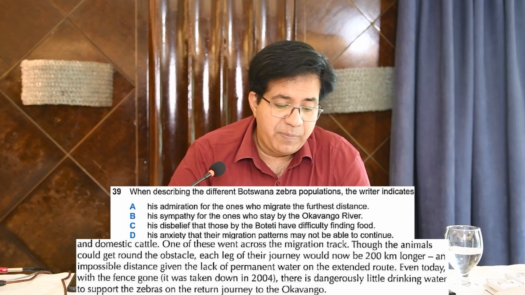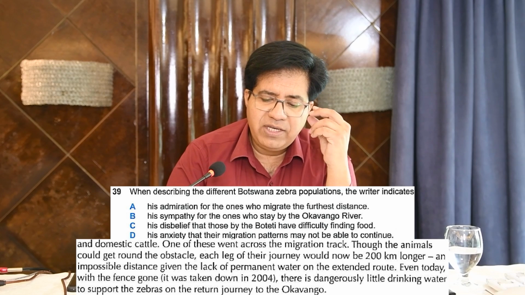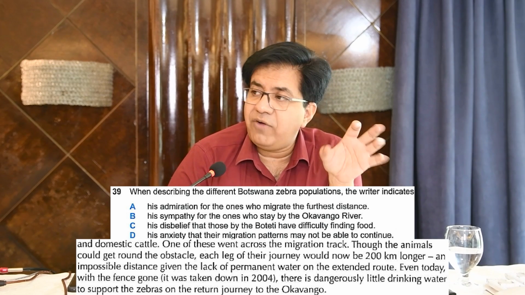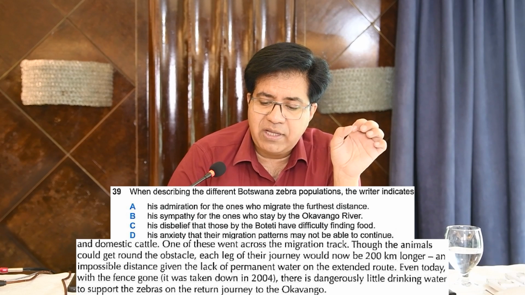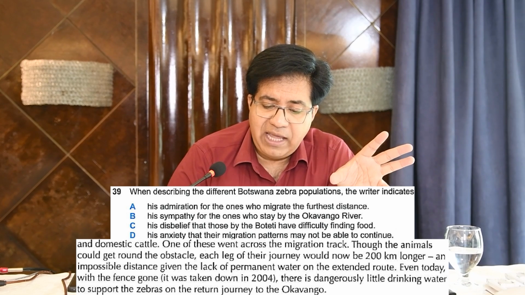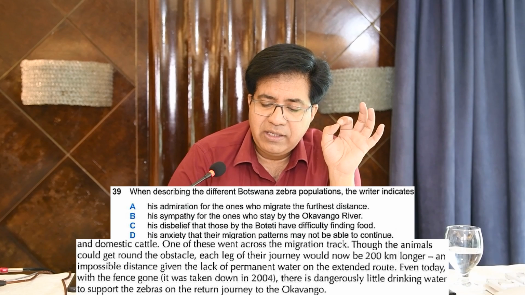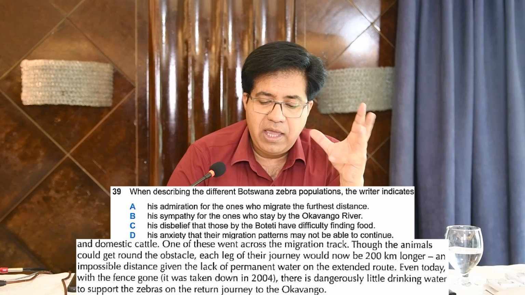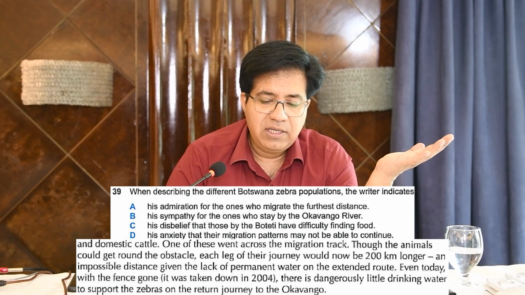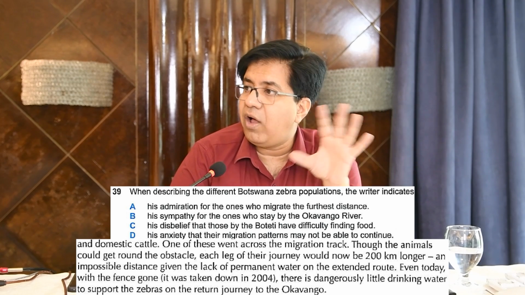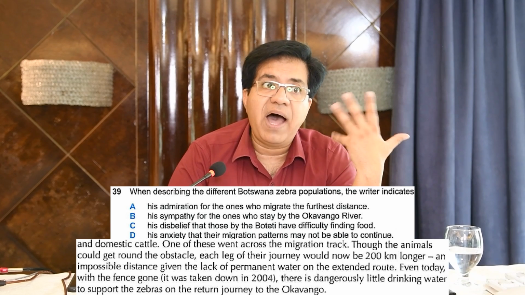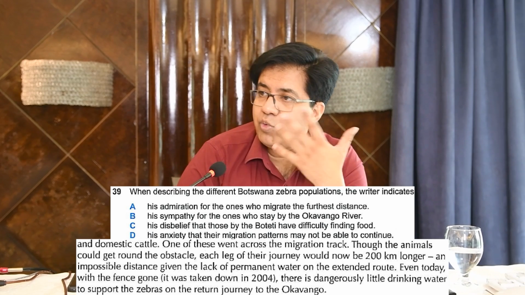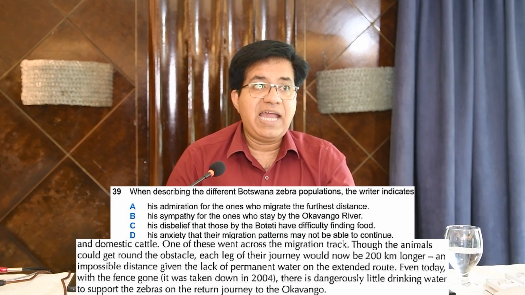Now, how does she admire? Let's come back. When she says one of these, meaning one group, went across the migration track, though the animals could get round the obstacle, each leg of their journey would now be 200 kilometers longer, an impossible distance, given the lack of permanent water. So she is admiring their courage to go 200 kilometers more. So that is admiration. Again, it's Part 3, so there's not going to be any direct statement.